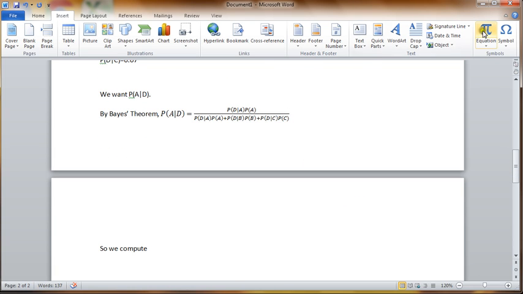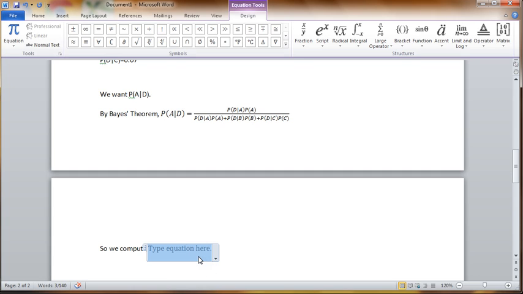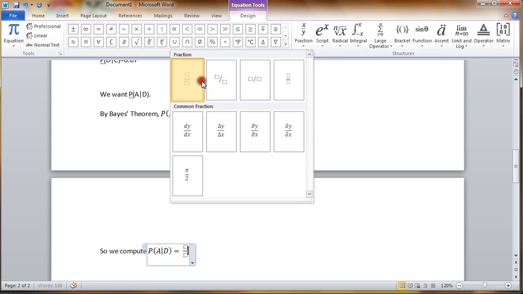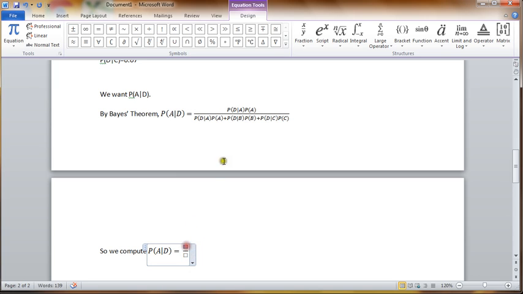So I'll just flip back and forth. I'm going to go into my equation editor. I'll type that the probability we're looking for, A given D, is equal to, we'll set up a fraction bar, and in the numerator we have the probability of D given A, which is 0.04, times the probability of A, which is 0.4. So that's going to be 0.04 times 0.4. And in the denominator, you have the same thing, 0.04 times 0.4. But then we have to add the other two branches.